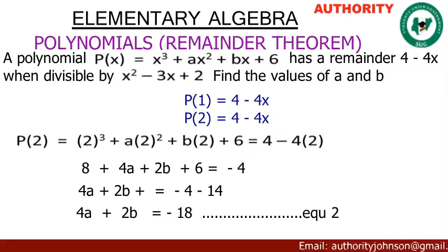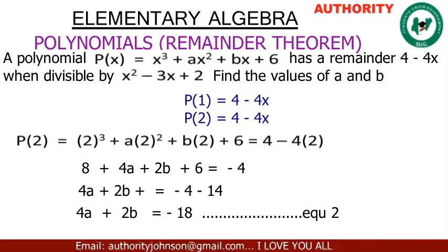So we are going to have 4a plus 2b is equal to minus 4. Let's take 14 to the other side to be minus 14. So we are having 4a plus 2b is equal to minus 4 minus 14, which will give you minus 18. So let's call this equation 2.